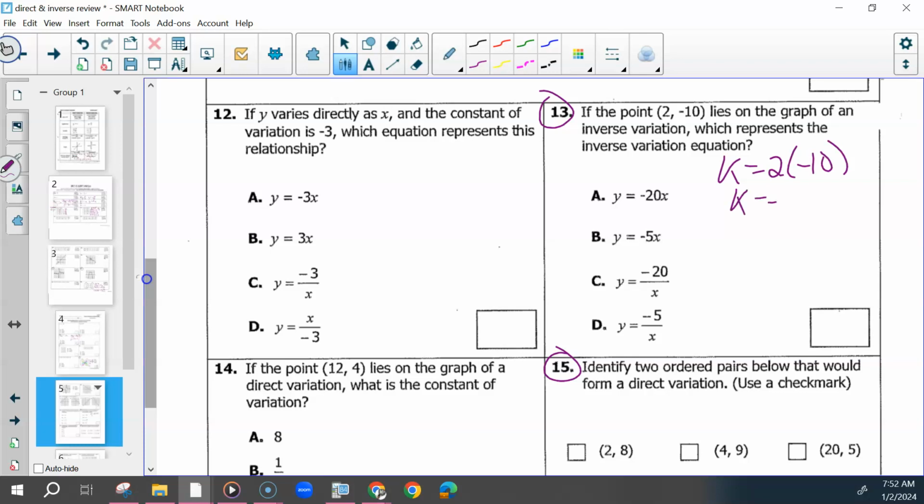So our k value is negative 20. And then now knowing that our k value is negative 20, which of these is our inverse equation? C. Do you have any questions on that one?